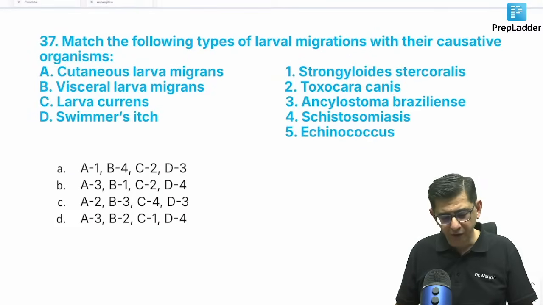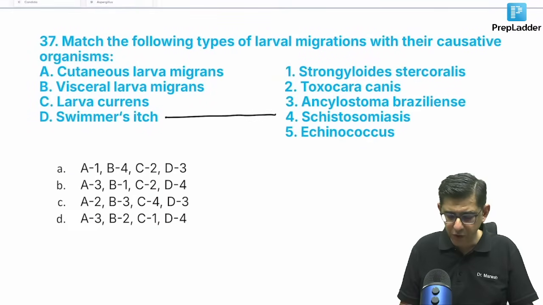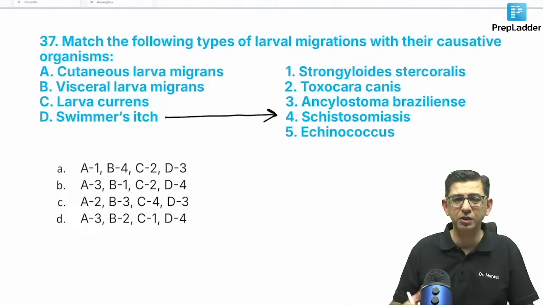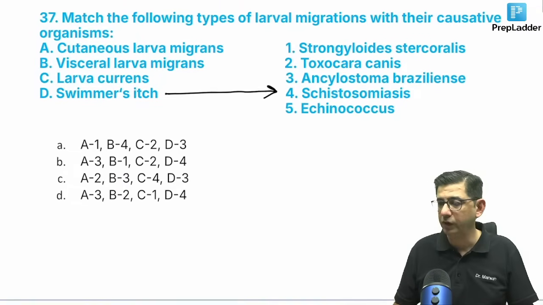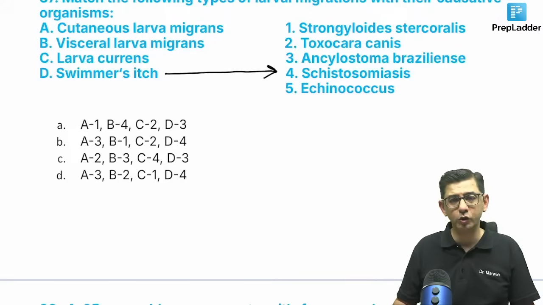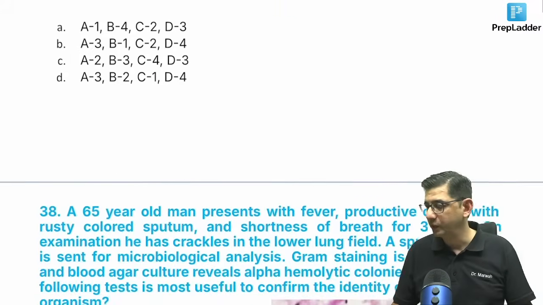Then is match the following for this. So swimmer's itch is for schistosomiasis. That is relatively easier for you to pick up. And then the remaining ones also are pretty straightforward. So I'll not get into that matching part because the options have already been taken care of. We just had to take care of the last option, which was the one that was missing. That was schistosomiasis. So I think we are sorted for 37 also. I don't need to get into talking about cutaneous larva migrans and Ancylostoma braziliense in the remaining aspects.